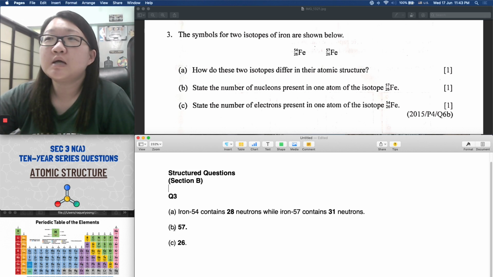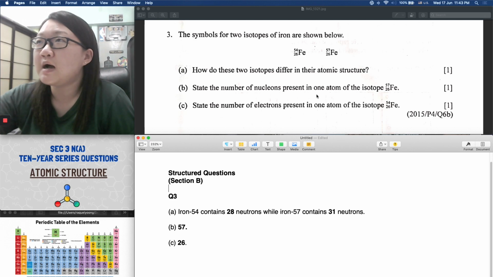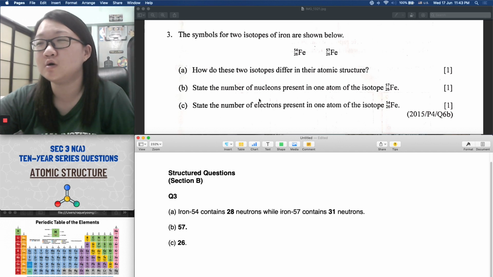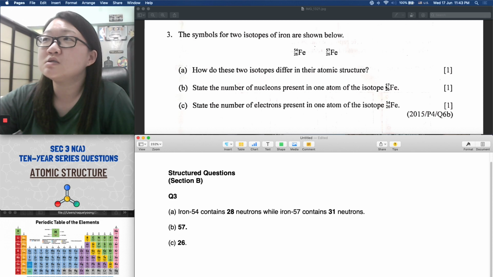Part B, state the number of nucleons present in one atom of the isotope iron 57. This is quite an interesting way of how they ask this question, because usually we say nucleon number, we don't really say number of nucleons. But that aside, it shouldn't affect the way you answer this question, because if you know what is nucleon number, then number of nucleons is basically the same thing. So the answer is 57.